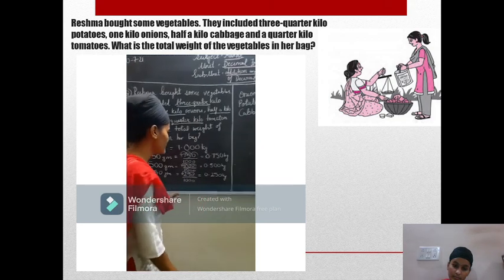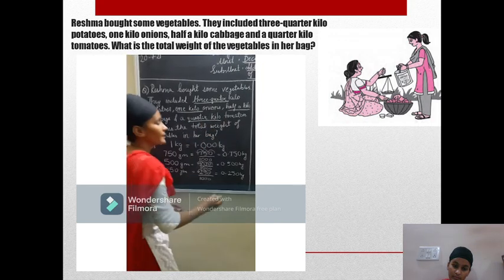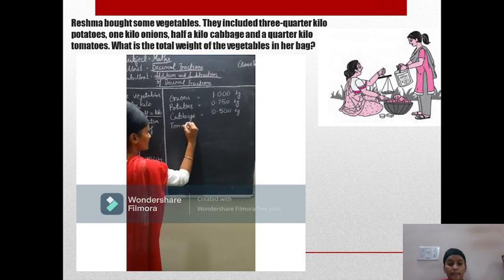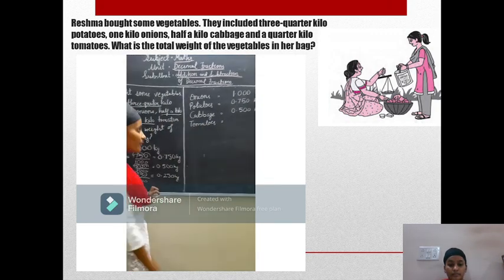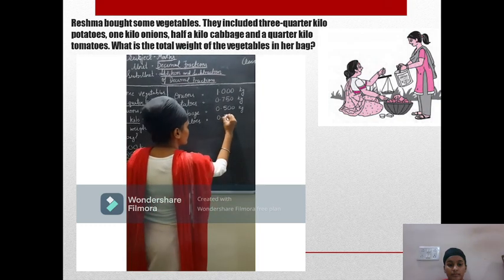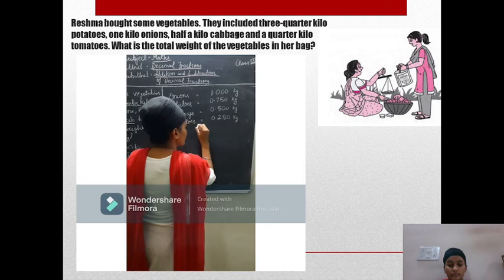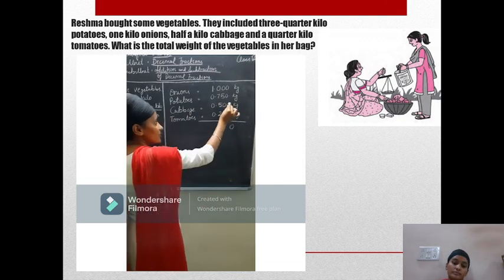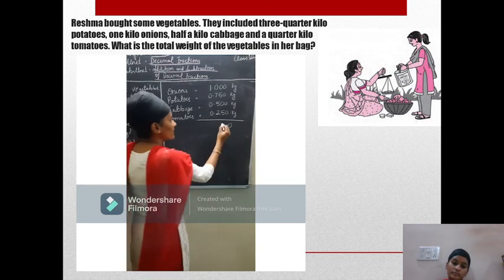Okay, and the last remaining is 250 grams, which was quarter kilo tomatoes. So that's how much? 0.250 kgs. Now you will directly add all these things. 0 plus 0 plus 0 plus 0 is 0. 5 plus 5 is 10.